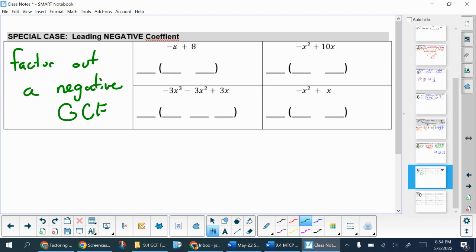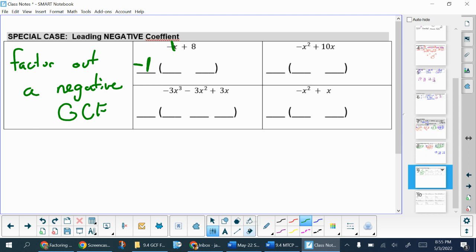So when you see these negative leading coefficients, remember this is negative 1, even though this term here is not negative, I'm still going to want to factor out that negative sign. And in this case, that seems kind of weird because there's actually nothing in common between these. Negative x has no numbers, 8 has no variables, there's nothing in common. But I'm still going to factor out a negative 1.